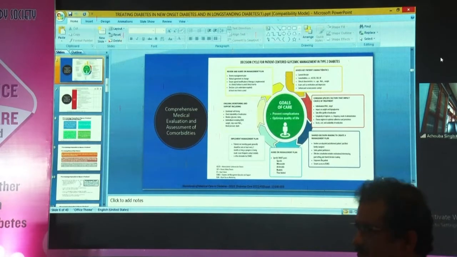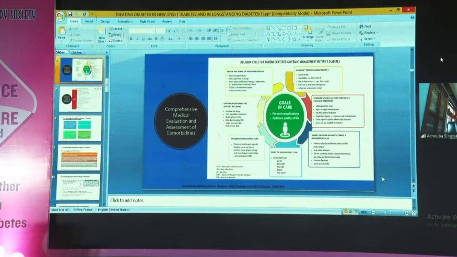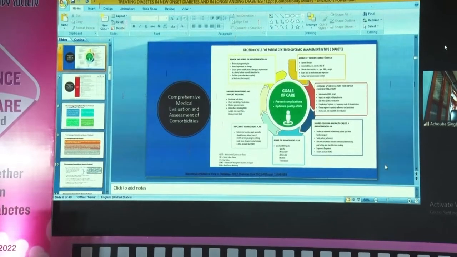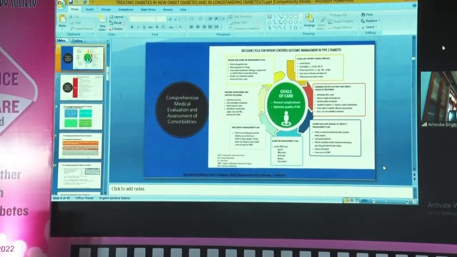The management plan should be specific and it should be measurable. Measurable in the sense that maybe A1C at the onset, at the diagnosis, is 9, then we have a target of 7.5 within 6 months. I'm giving this just as an example, that it should be measurable, achievable, realistic, and time bound.